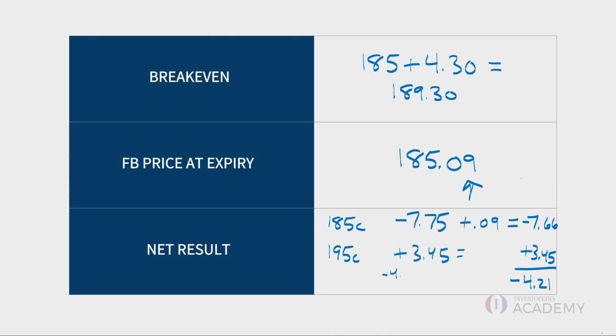Now remember, you did this spread one time, and it's a 100 multiplier, so your net result is a negative $421. You lost money is the net result.